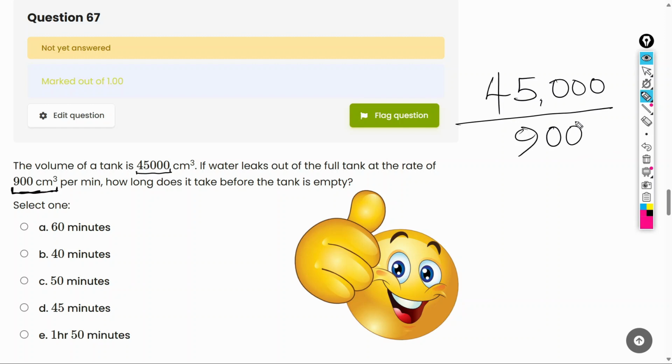So we start out by cancelling our zeros, which is the same thing as dividing by 10. We cancel again, we've divided by 10 again. So we have 450 divided by 9. And then we can divide through by 9. 9 into 9 is 1. 9 into 4, it cannot go. 0 carry 4. We have 45. 9 into 45 is 5. 9 into 0 is 0. So that leaves us with 50. So that's 50 minutes. So if the tank loses 900 centimeters cubed every minute, it will take 50 minutes to lose 45,000 centimeters cubed right here.